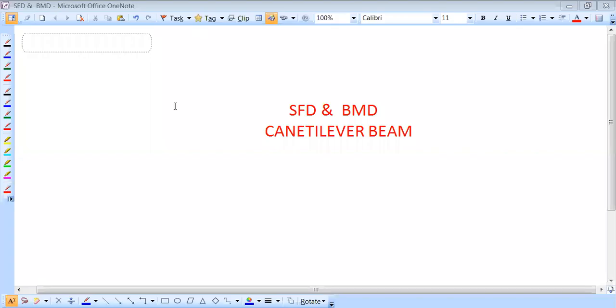Hello, students. Today I am going to present SFD and BMD for cantilever beams. In the previous lecture we have already seen that we solved the cantilever beam with UDL. But today I am going to solve more problems on cantilever beams with different load conditions. So let's see how I can solve this type of cantilever beam and how I can draw the SFD and BMD diagrams. Let's see.